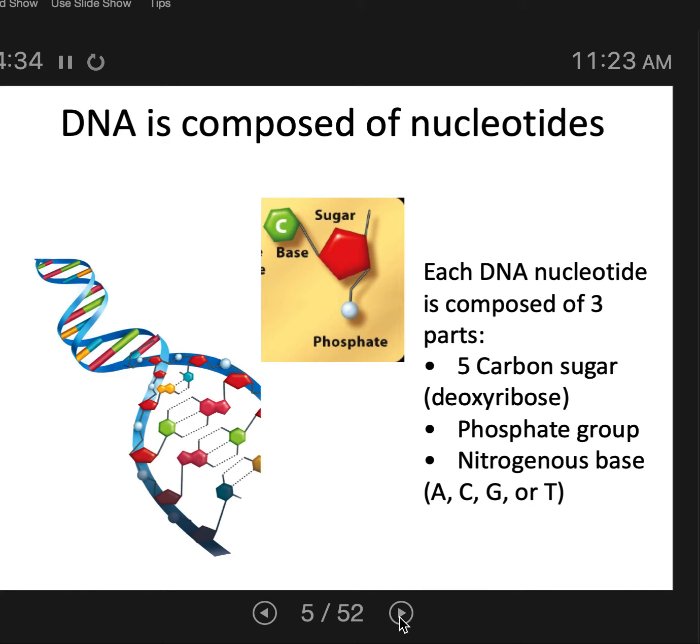DNA is composed of nucleotides. So we call DNA a polymer. Proteins are polymers, DNA polymers, starch, glycogen, those are carbohydrate polymers. So a polymer is a large molecule made out of repeating subunits, and I like to use a pearl necklace as an analogy. So if you had a pearl necklace, the whole necklace would be the polymer, and the repeating subunits are the pearls. So a pearl necklace is just pearl, pearl, pearl, pearl, pearl, all strung together.